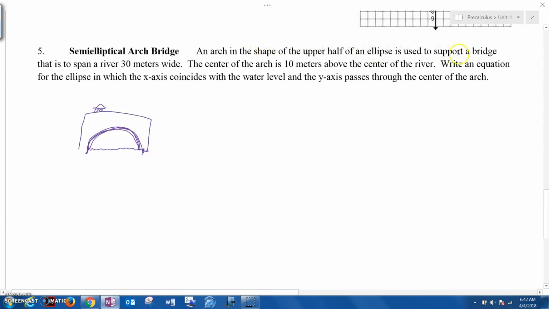So the arch in the shape of an upper half is used to support the bridge. So we know that this whole thing is 30. The center of the arch is 10 meters above the center of the river. So we know that this is 10.